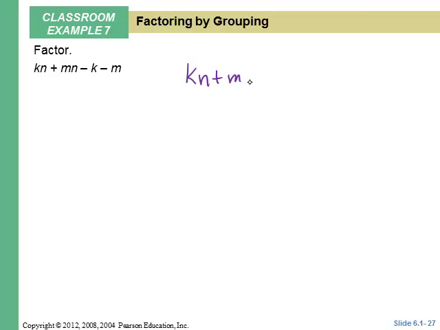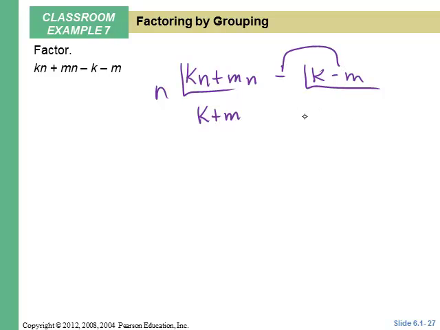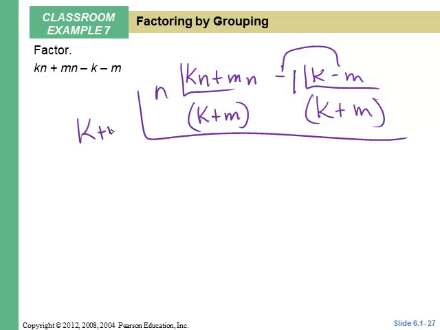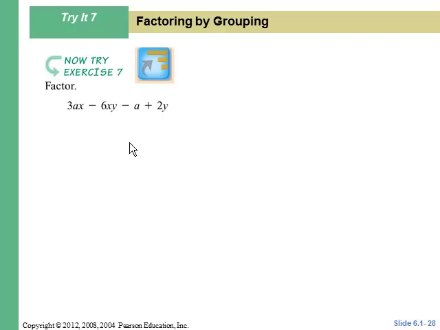So let's look at this one. Kn plus mn minus k minus m. Factor an n out of the first two, we're left with k plus m. When we see this sign is negative, change that to a positive. Since we can't factor anything out, this is where that dividing by 1 business comes in: plus m. Now, we do have something in common in both of them, a k plus m. We're left with n minus 1. So our factored form is (k plus m)(n minus 1).